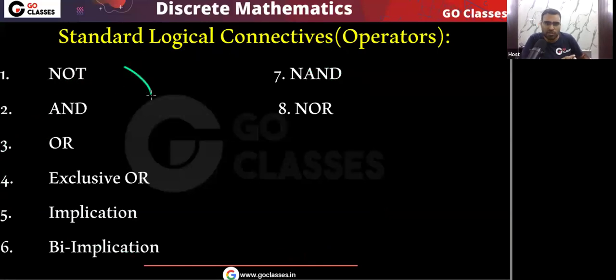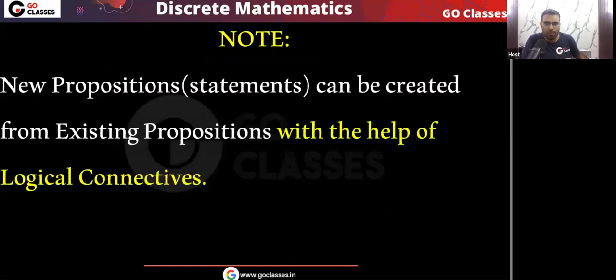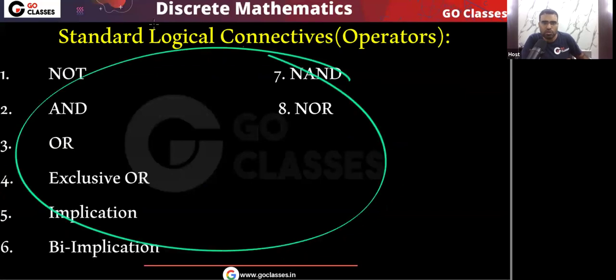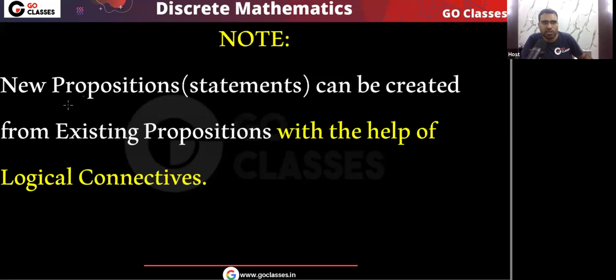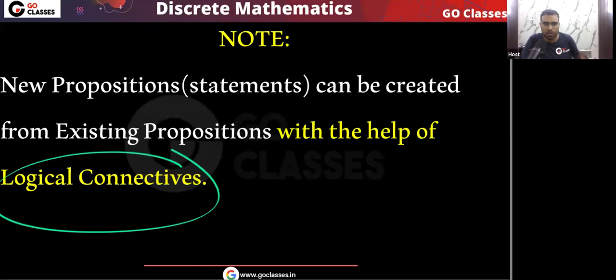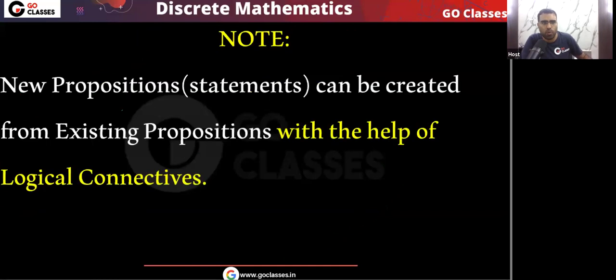We need to study what their behavior is. That is what we need to study. Now let me tell you why we use these logical connectives. It is very simple: new propositions, meaning new statements, can be created from the existing statements with the help of logical connectives. With the help of these logical connectives, we can create new statements, new propositions. Let me give you an example.